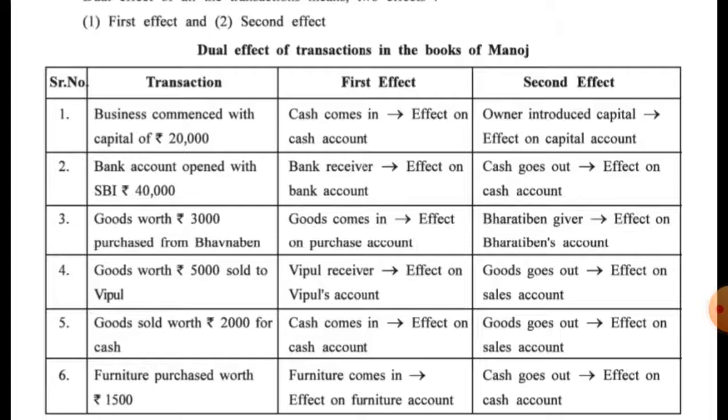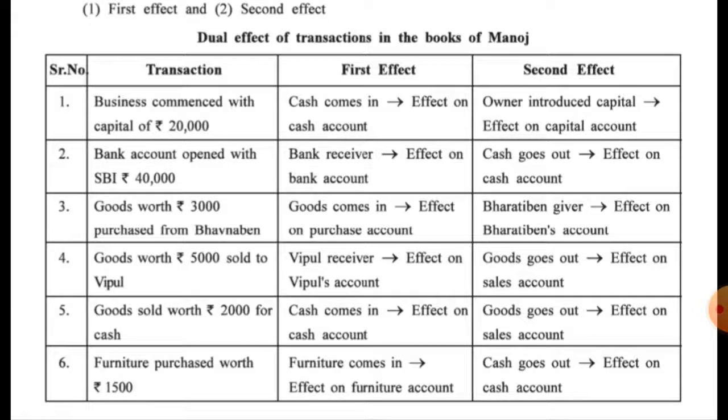Fourth transaction: goods worth rupees 5,000 sold to Vipul. We have sold goods worth rupees 5,000 to Vipul. Again it's a credit transaction, since the name of the customer has been given. The first effect is Vipul's account, because Vipul is the receiver of the goods. Second effect: that much amount of goods we have sold, so goods go out of the firm, and that's why the effect is on the sales account.